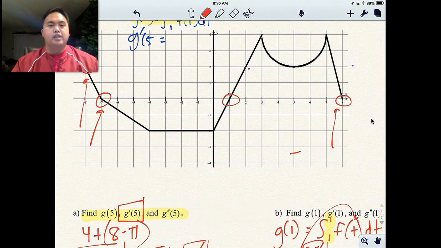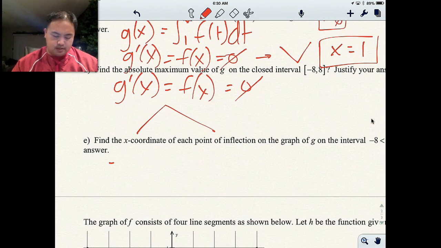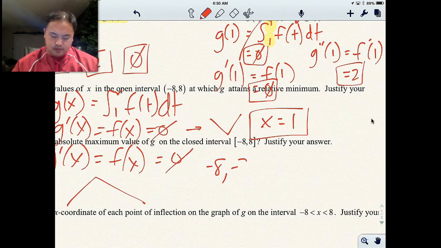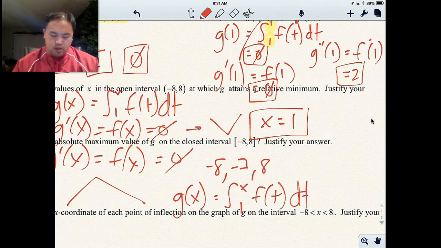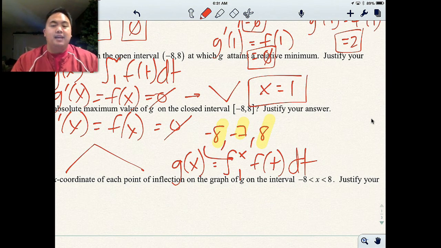So the question is, how do you know which one's the absolute min, or which one's the absolute max? Basically I have a couple points to test. Negative 8, negative 7, and 8. These are my possibilities. If you remember how to do absolute min and max, what I did is I plugged these into the original function and see which give me the biggest number. So g of x is equal to the integral from 1 to x of f of t dt. So all I'm going to do is plug in negative 8, negative 7, and positive 8, into this bound and see which one gives me the biggest value.